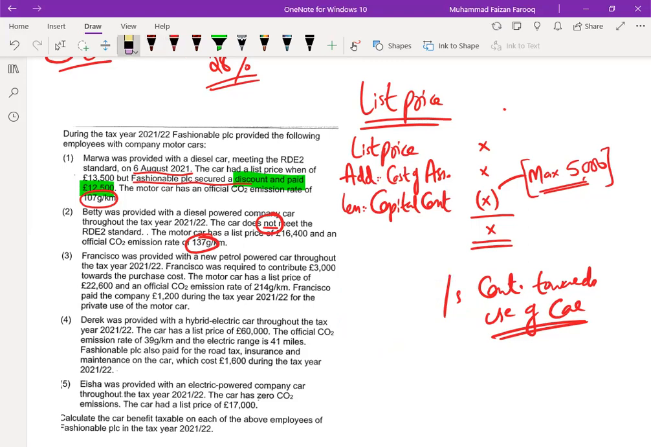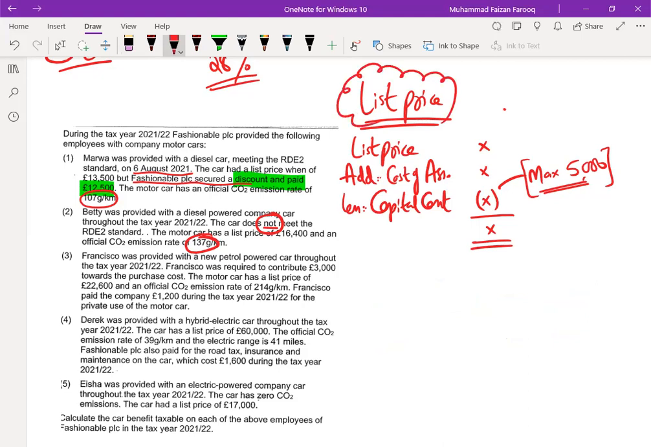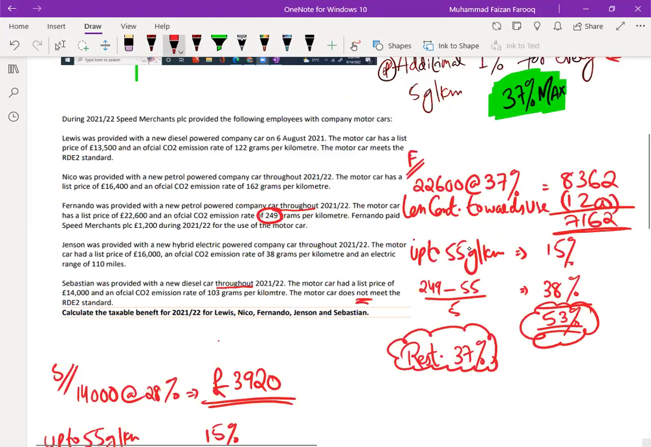Can you repeat the last point? Sorry. If an employee contributes towards purchase of a car, it's a capital contribution and it will be deducted from list price. If an employee contributes towards use of a car, use of a car means on a monthly basis, or he is reimbursing the company for his private use like rent, it's a contribution towards use, which we already saw in the previous question, and it will be deducted from the final answer, like this 1,200. You can see this 1,200.